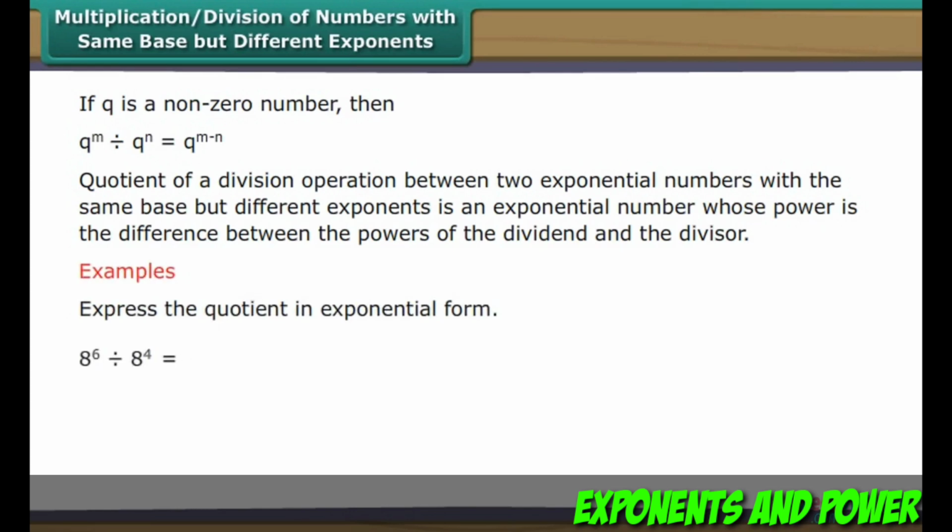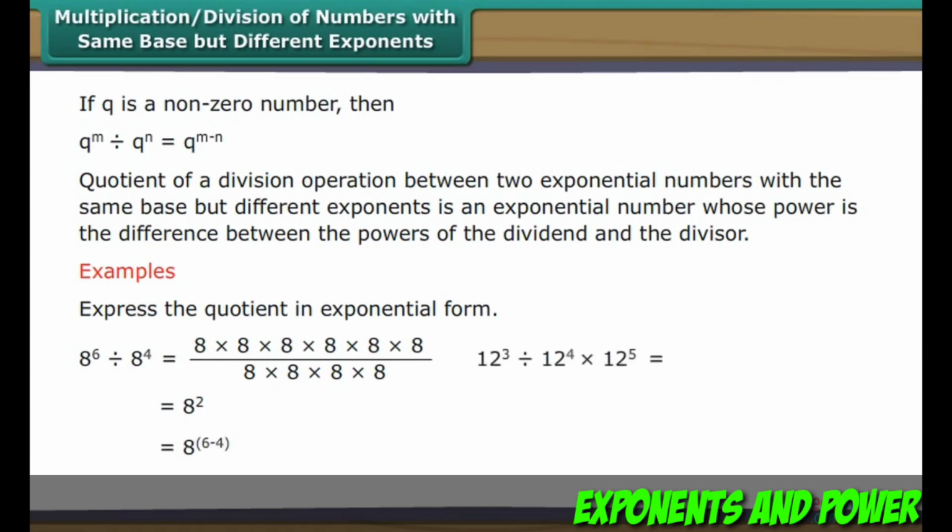8 raised to the power 6 divided by 8 raised to the power 4 is equal to 8 into 8 into 8 into 8 into 8 into 8 upon 8 into 8 into 8 into 8, which equals 8 raised to the power 2 equals 8 raised to the power 6 minus 4.